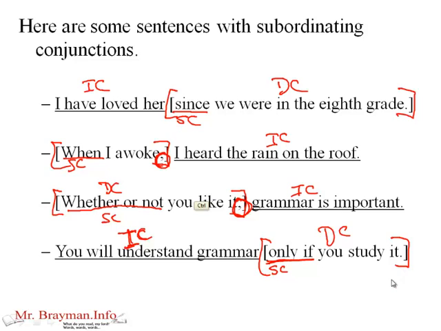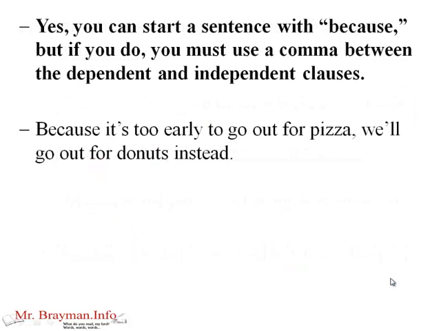There you go. All right, and here's a little thing that blows freshmen's minds. Absolutely knocks freshmen out of the park. You can start a sentence with because. Yes, even you can start a sentence with because, but if you do, you must use a comma between the dependent and independent clauses, and you need an independent clause. I remember being told as a 3rd grader, you were probably told as a 3rd grader, do not start sentences with because. Because here's what happens.